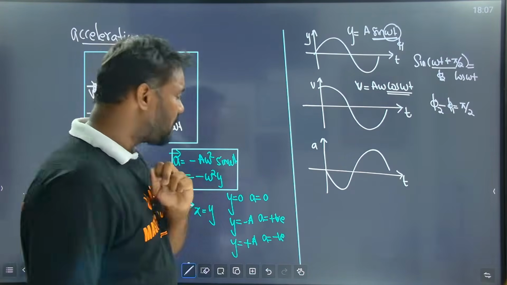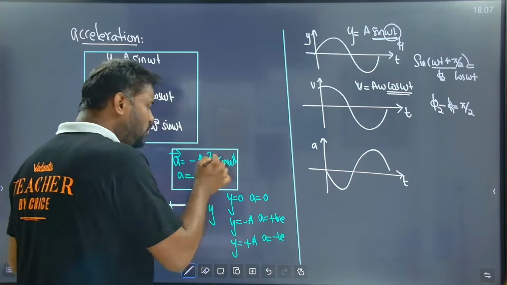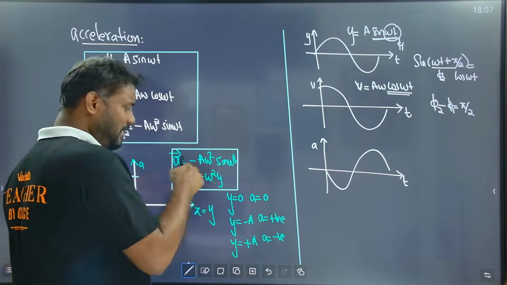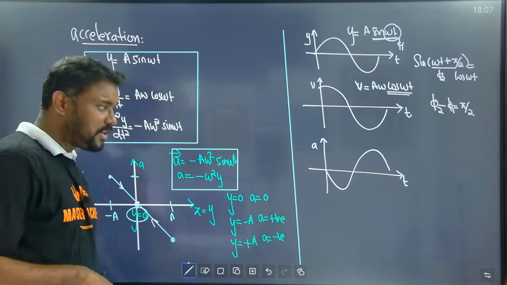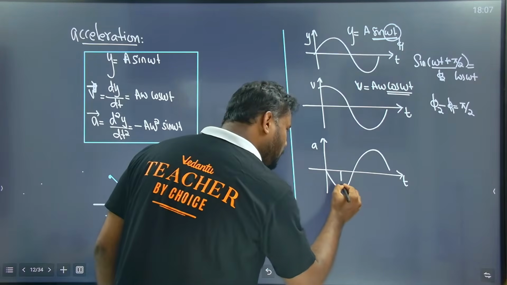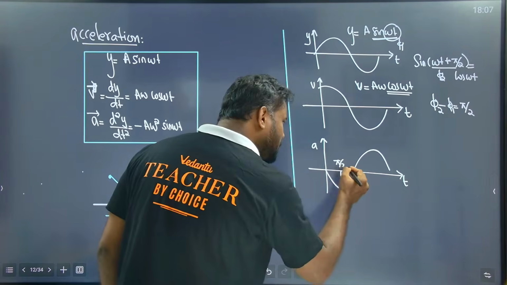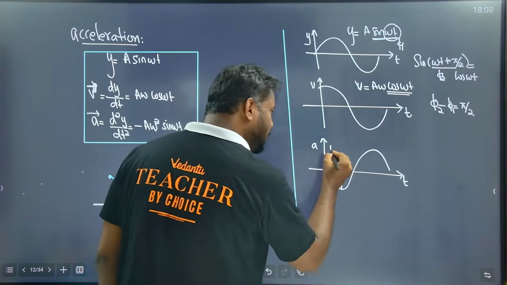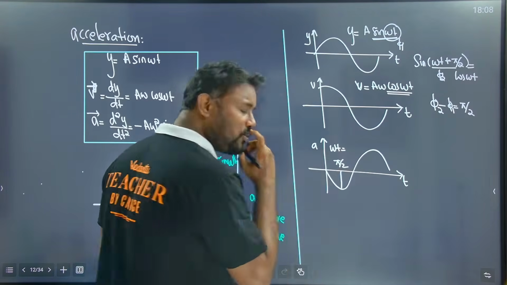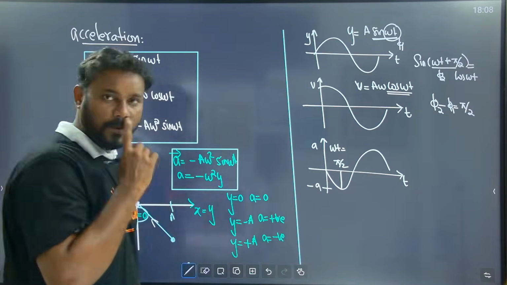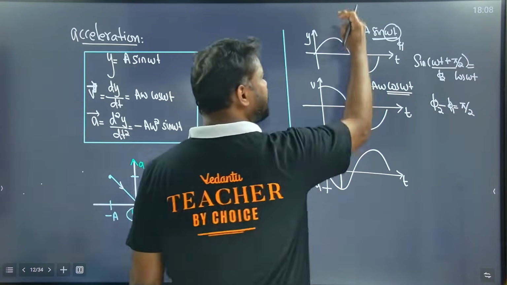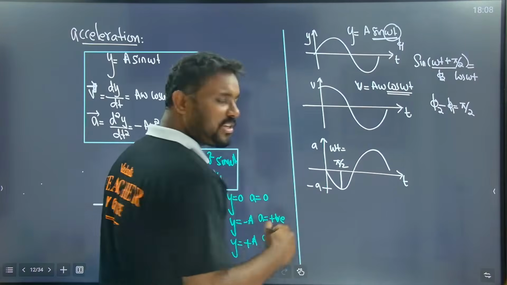Everyone understood, right? Because if we substitute pi by 2, what is the value of a? If I substitute pi by 2 for omega t, what will you get? This is minus a, right? So this is positive a sin omega t, this is negative sin omega t.